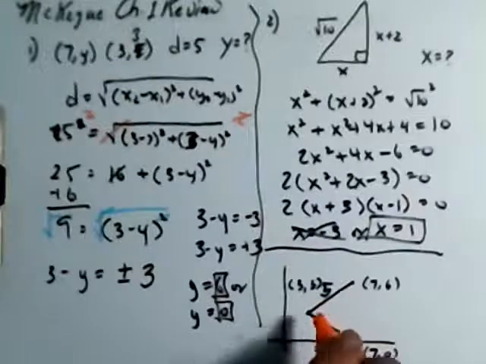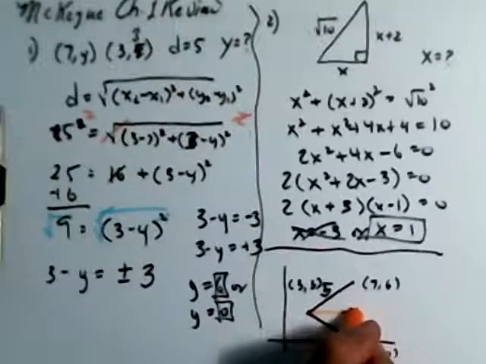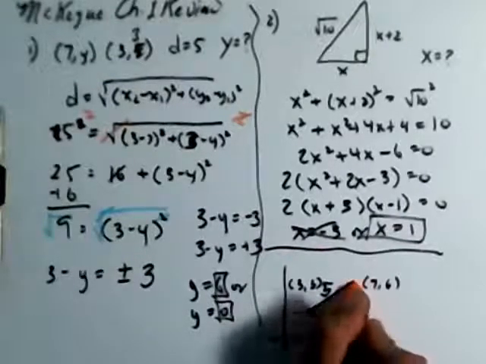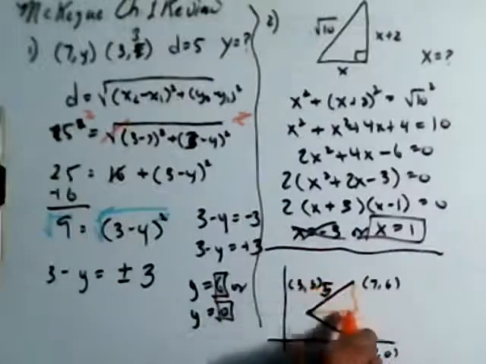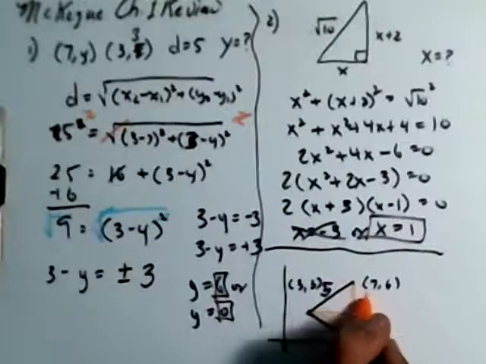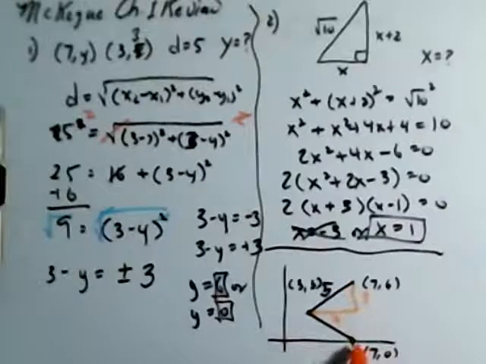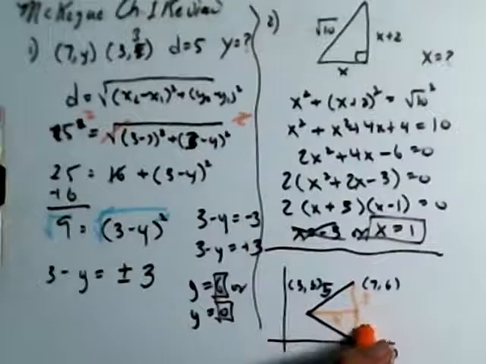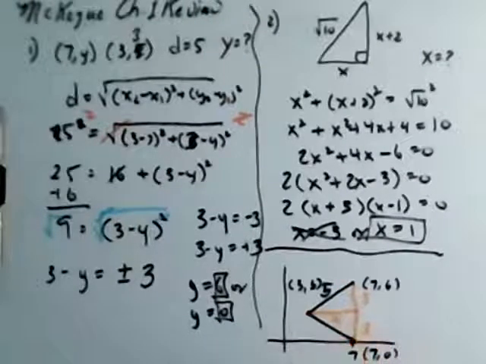From 3 to 7, the x distance is 4. And that distance from 3 to 7, 6 is up 3. This has to be 5. And if you go down 3 as well, this distance has to be 5. It's a 3, 4, 5 triangle.